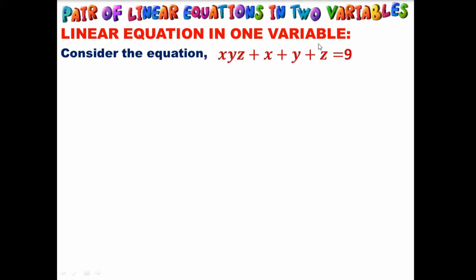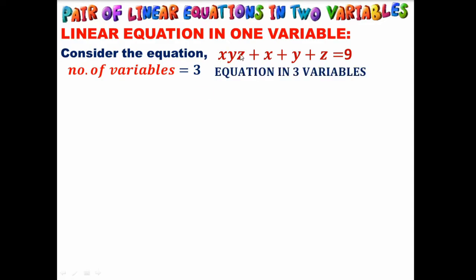Now consider the equation xyz plus x plus y plus z equals 9. Here we see how many variables there are. We have the variables, namely x, y and z, so the number of variables here is 3. So this is an equation in 3 variables, right? But we need an equation in one variable, so we'll head towards it.